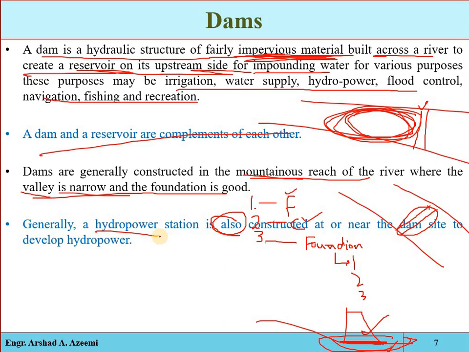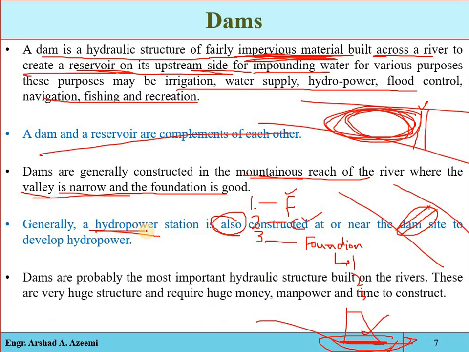Remember, again, the basic purpose of the dam construction is just to store the water and then utilize it in the off season, and that utilization will be irrigation and water supply for domestic and industrial purposes. But additionally, secondarily, auxiliarily, we can produce hydropower from that water.